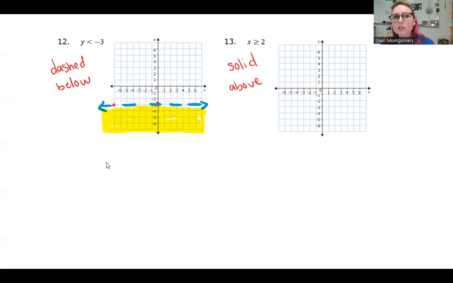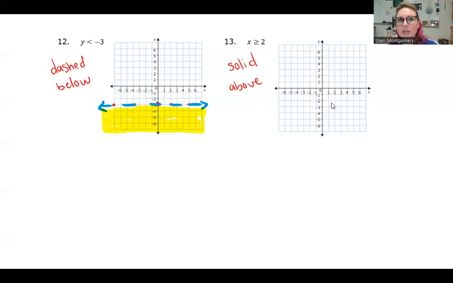So for these, the solution is everywhere that you shade. If I asked you a question like, is (3, -6) in your solution? Yeah, it's in the shaded spot. But if I asked you, is (3, -3) in the solution? The answer is no, because it's on a dashed line. So the things on a dashed line are not included. Everywhere that you shade is included, and if you have a solid line, anything along the line.